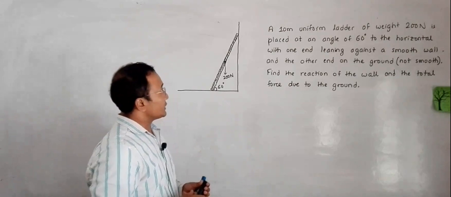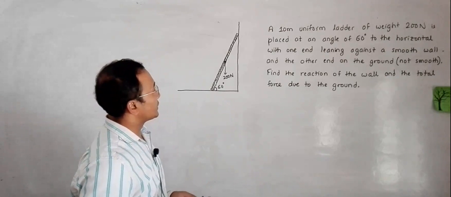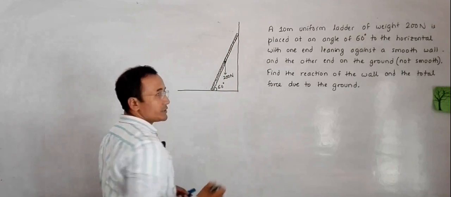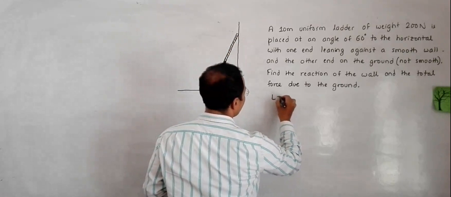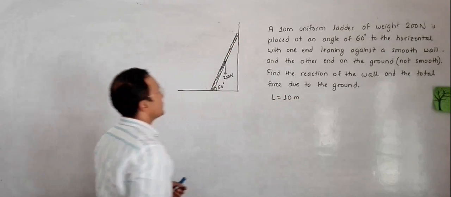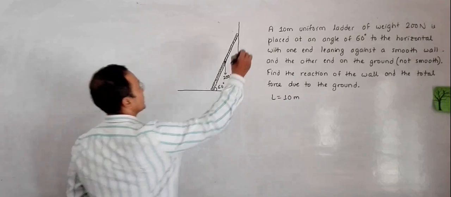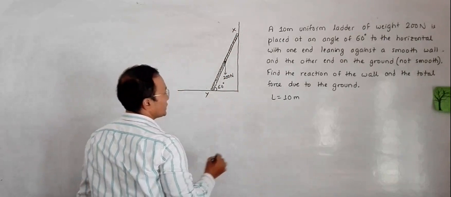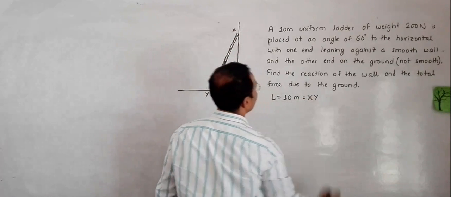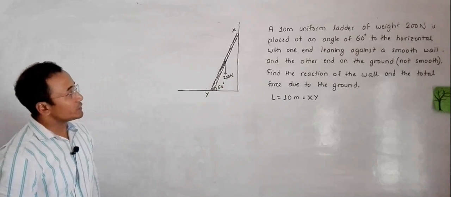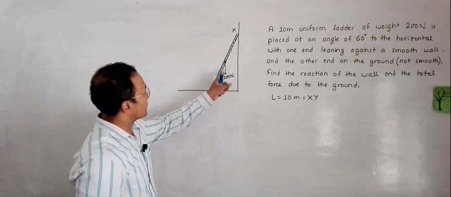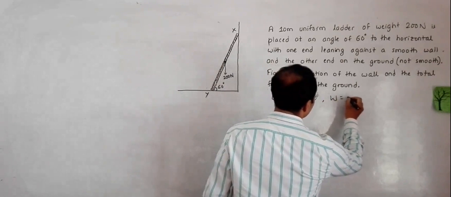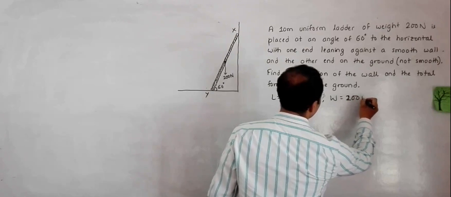So this is a problem. We have a 10-meter long ladder. So the length from here to here will be 10 meters. Let me say it is L equal to 10 meters. Or if I use some symbols here, let us say this is X and this is Y. So it should be equal to XY. And its weight is 200 newtons. So weight, which acts from the very middle, will be 200 newton. So I have written W is equal to 200 newton.